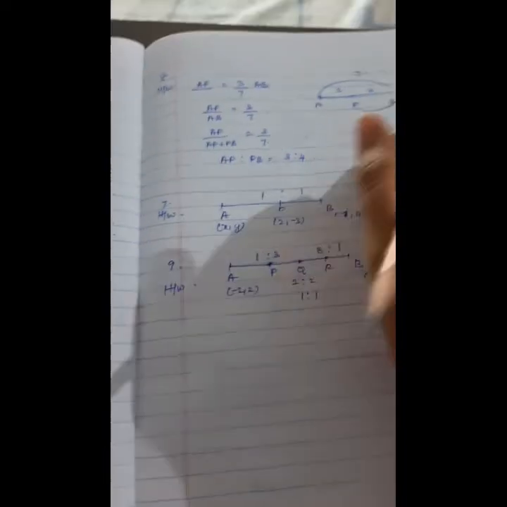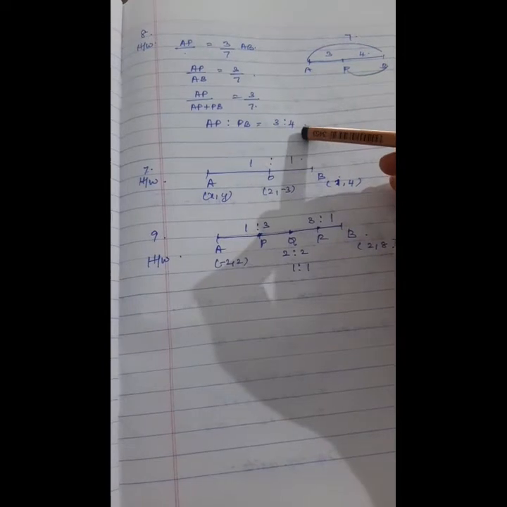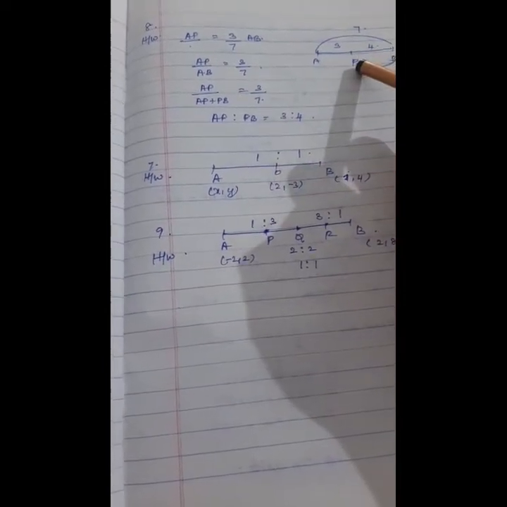So coordinate of A is given to you. Coordinate of B is also given. Ratio m1 is to m2 is also given as 3:4. Use section formula and find out the coordinates of P.